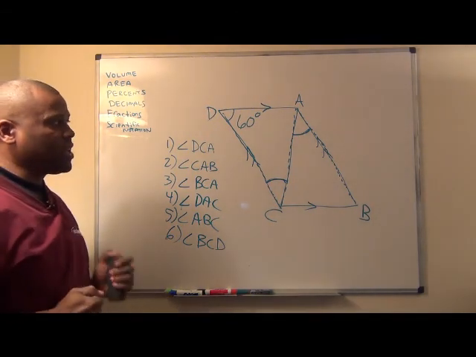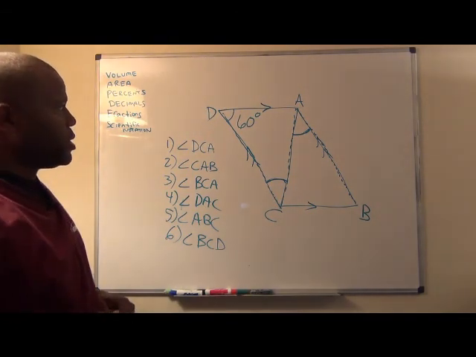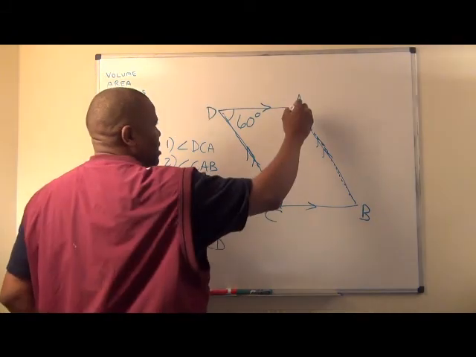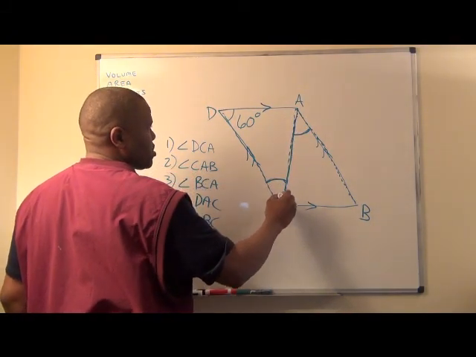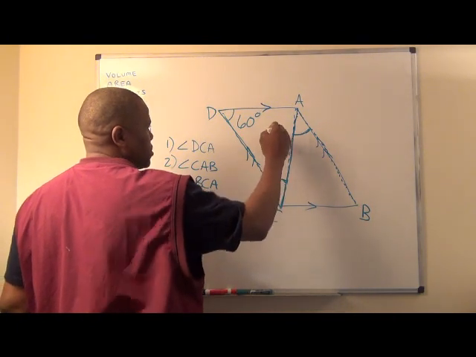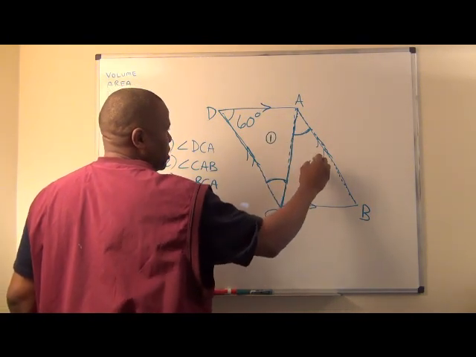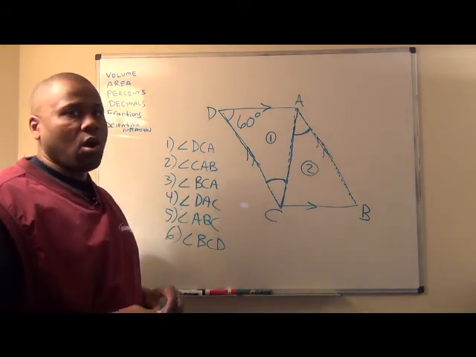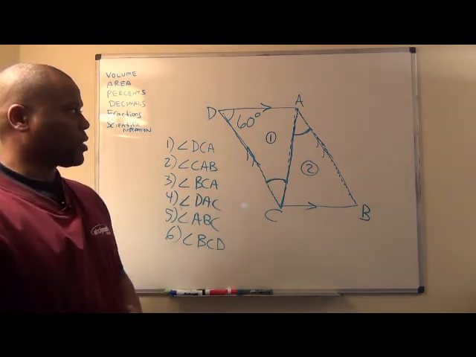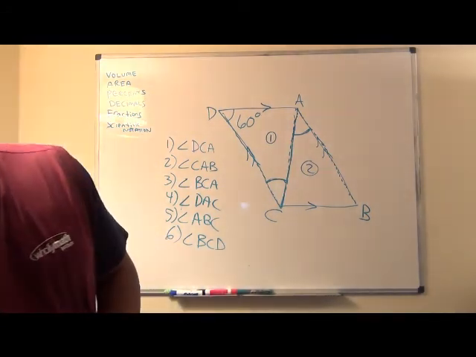Now, there's some other information that you need to know. This line right here helps to create two triangles. There's triangle 1 and there's triangle 2. Both of those triangles are congruent to one another.